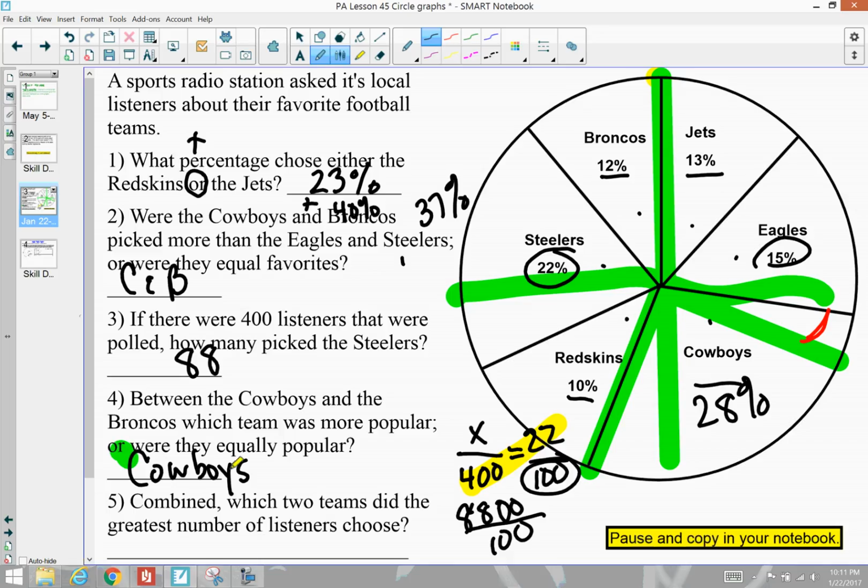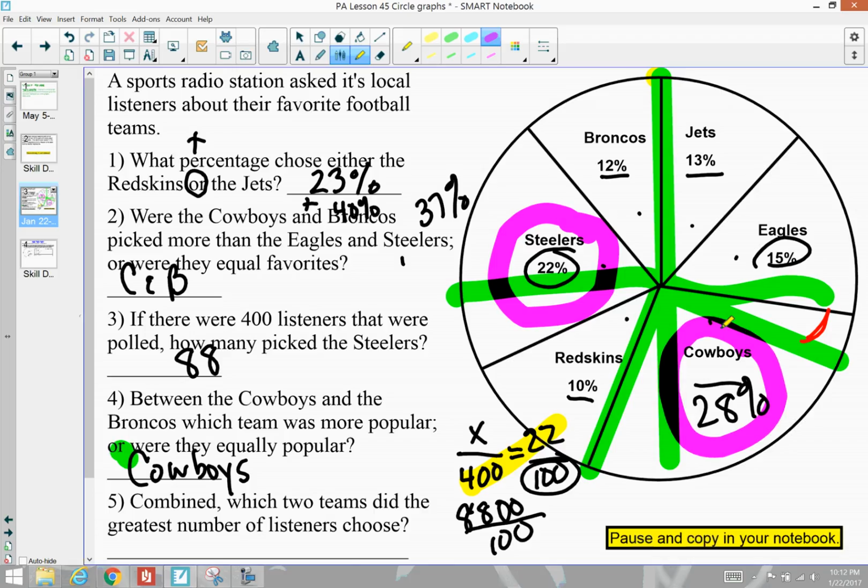All right. And lastly, combined, which 2 teams did the greatest number of listeners choose? So we're looking for the 2 largest wedges of our circle graph. And if you're looking carefully, or you've maybe noticed by now, they would be the Steelers and the Cowboys. So then our answer to this one, we could put down the Steelers and the Cowboys. Very good. I know many of you are going to be happy to hear this information, right?